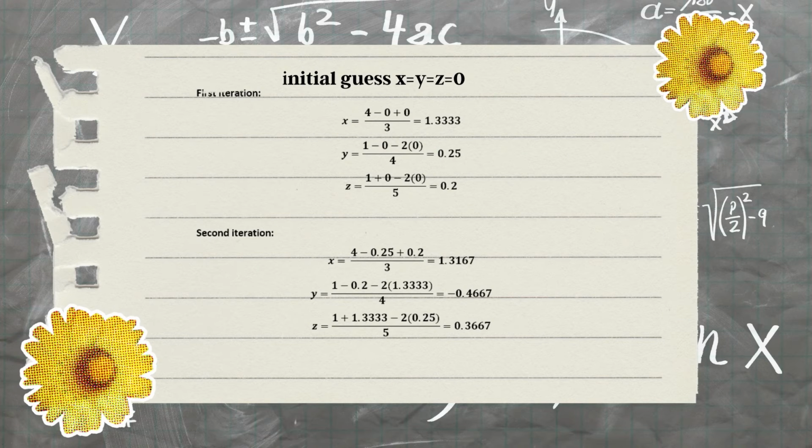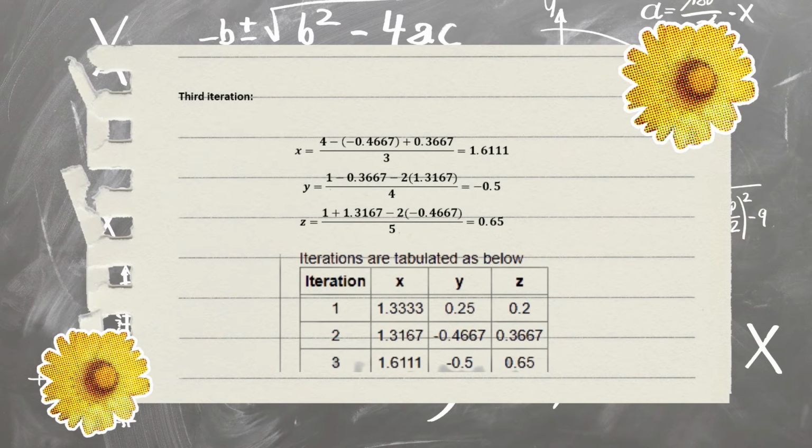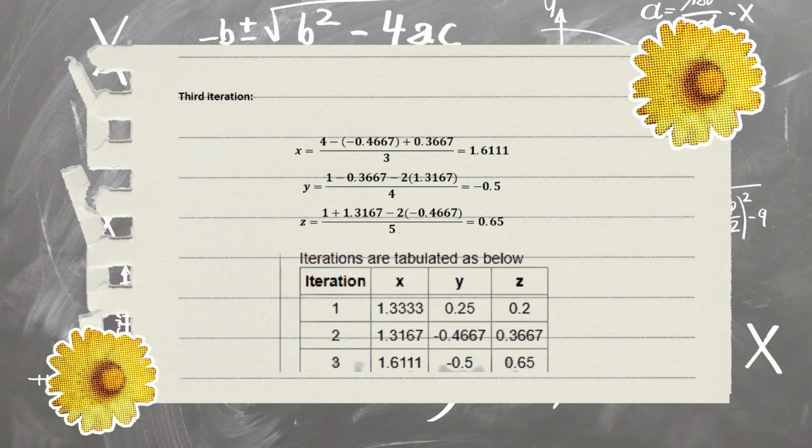For the second iteration, we substitute the values from the first iteration into the equations and get the new values of x, y, and z. Then, to get the third iteration, we use the same method as for the second iteration, where we substitute the values from the second iteration x, y, and z into the equations, and we get the new values of x, y, and z.